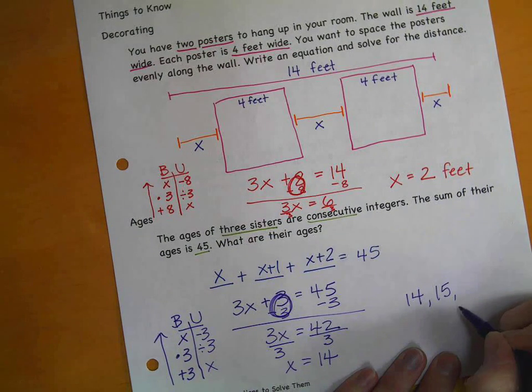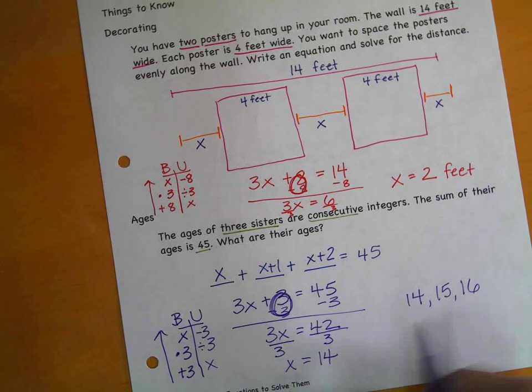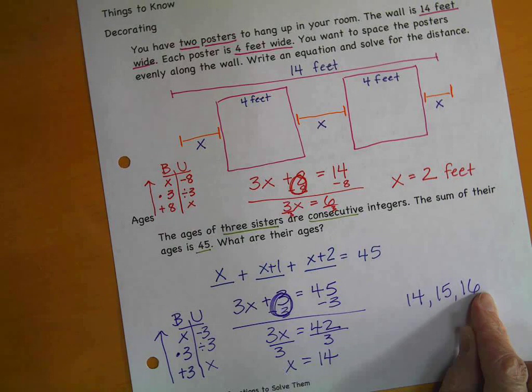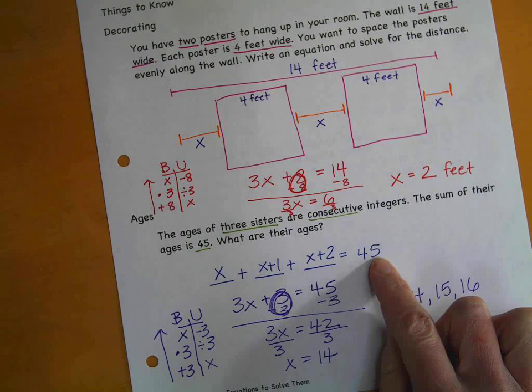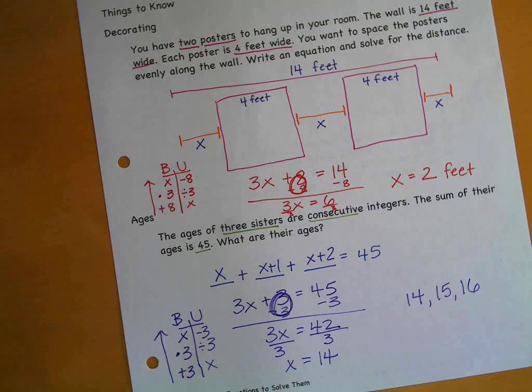15. And what is the sister that is right after that middle sister? 16. So those are the ages of the three sisters. So did we find the ages of the three sisters? 14, 15, 16. Yes. Did we use expressions added together into an equation to solve it? Yes, we did. Okay? How are we feeling?